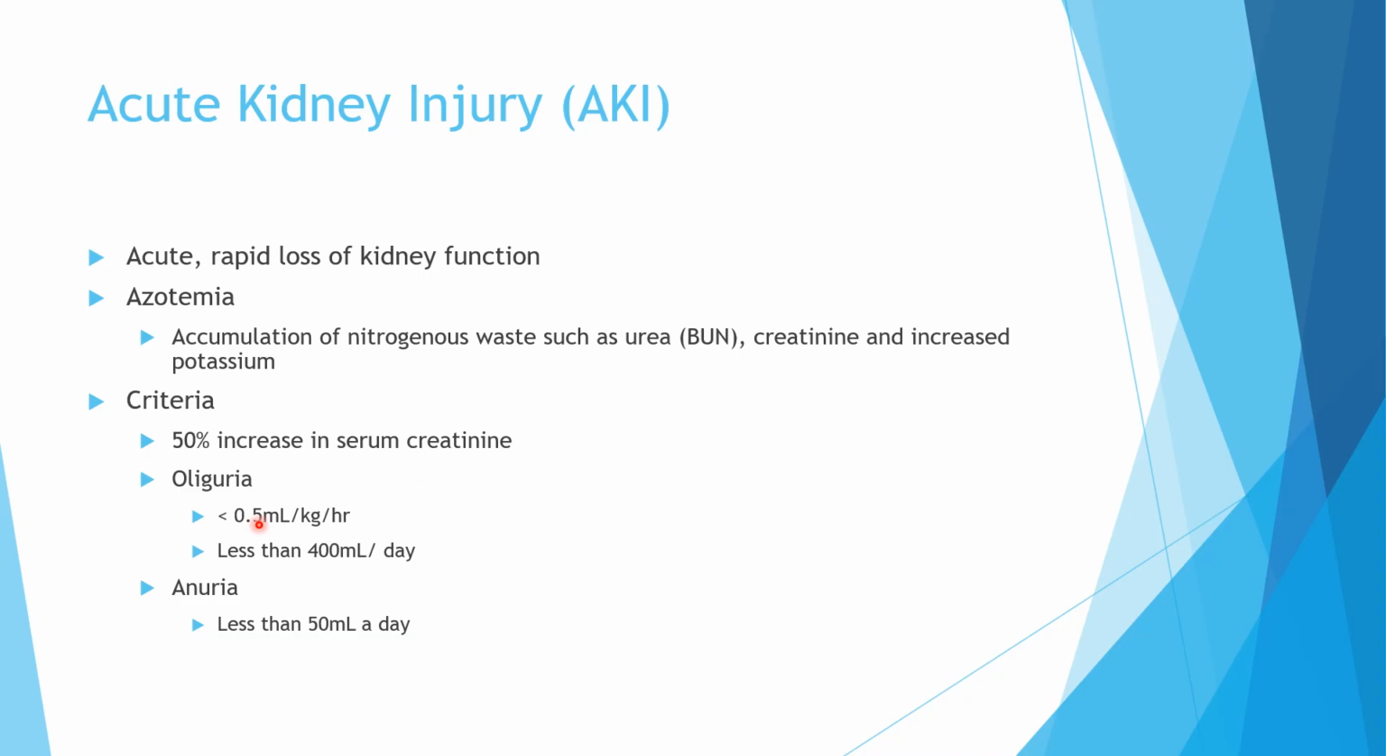Oliguria, so less than half a mil per kg per hour, or less than 400 mils a day. And they just need one of these. They don't need all three of them, or anuria. So if we're making less than 50 mils a day, these are indicative of an acute kidney injury.